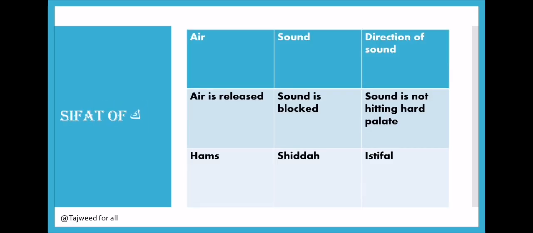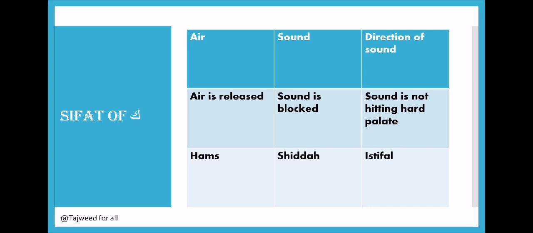So first we will move through the sifat of the air. As I told you, it will allow the movement of air along with it, so it will be jahr or hams. It is hams. And what about the sifat of the sound? The makhraj is completely closed, which means it is shidda.